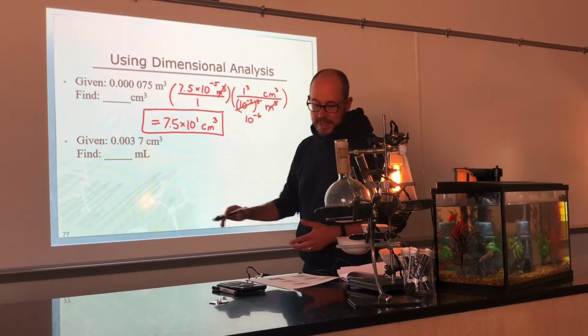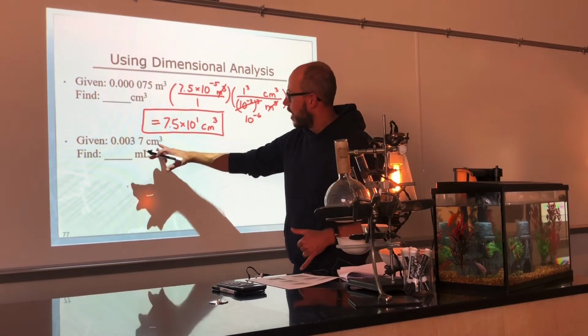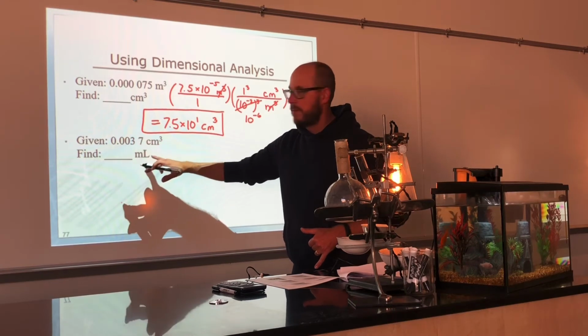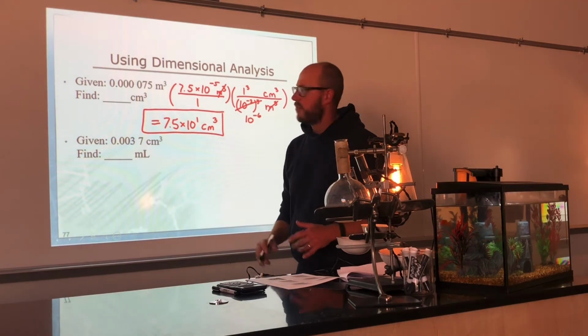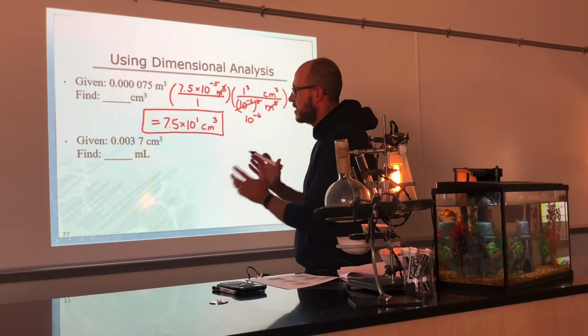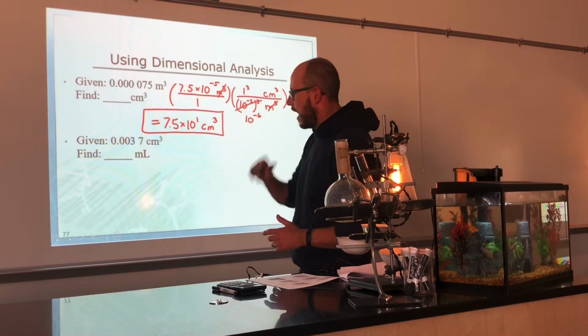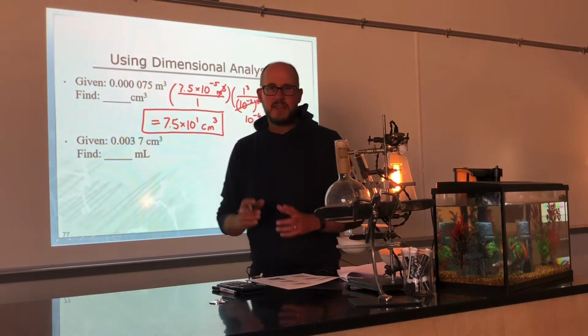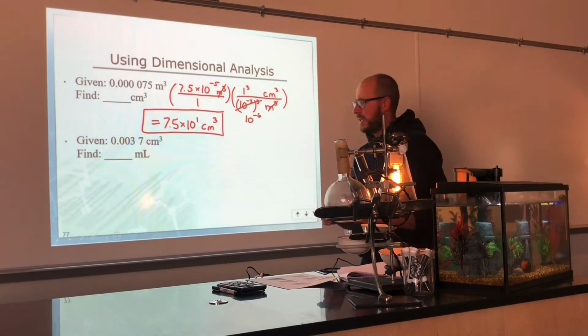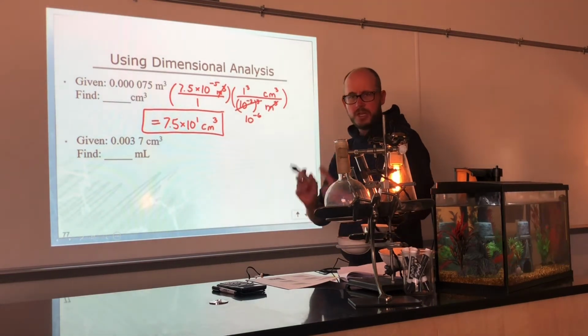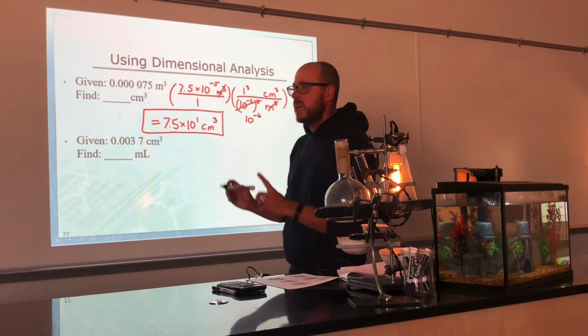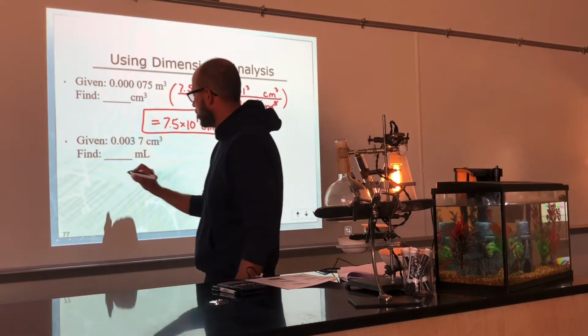Now, this problem, cubic centimeters to milliliters, is a little bit different. This shows us how to go between the two systems of measurement. This is based on a definition. 1 milliliter and 1 cubic centimeter are equal to each other. They're the same thing. So if I were to write this out in a conversion, here's what it would look like.